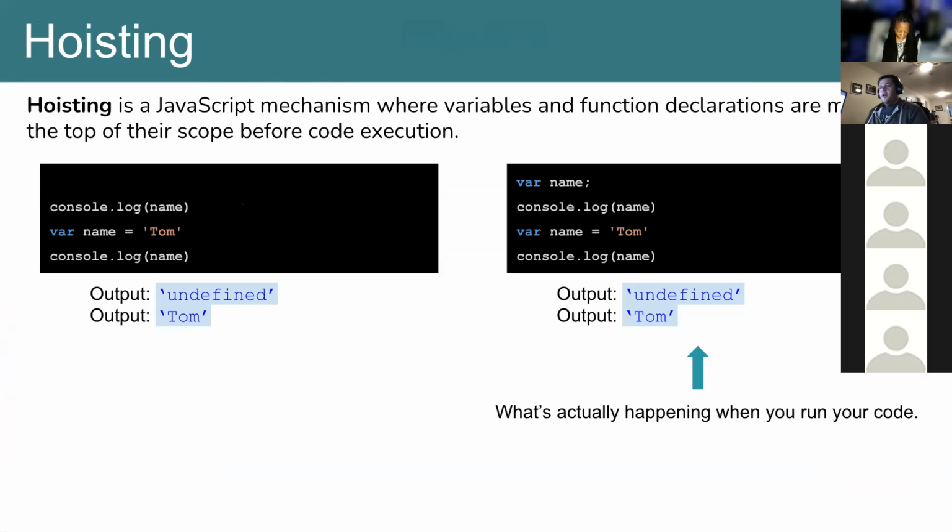All right. The other concept that we want to talk about tonight is called hoisting. And this one can definitely be confusing. What it's talking about is basically that in JavaScript, there's a mechanism where variables and function declarations are moved to the top of their scope before code execution, right? And so if you write this, this is what's actually happening.